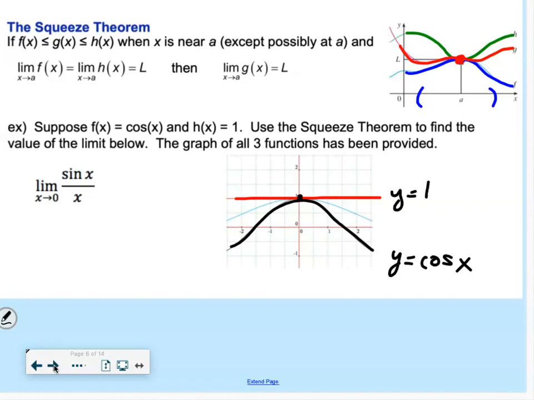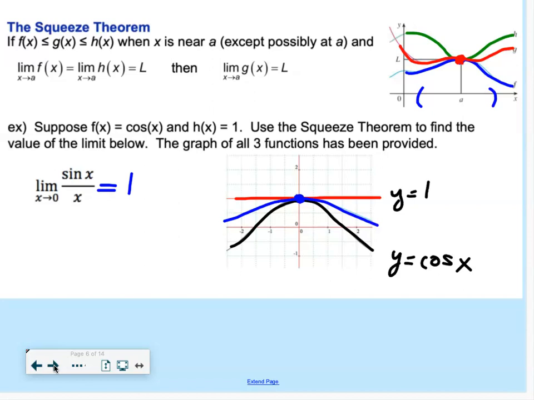Because the limit as x approaches 0 of 1 is 1, and the limit as x approaches 0 of cosine x is 1, and since sine x over x happens to be squeezed in between these two functions, we know by the squeeze theorem that this limit is 1. So the limit as x approaches 0 of sine x over x is 1. Why? Well, we can prove it by the squeeze theorem.